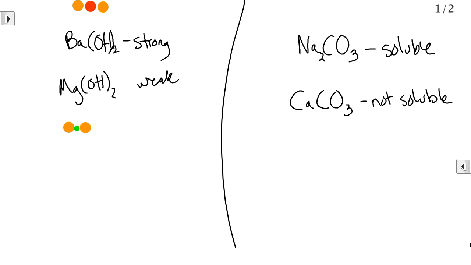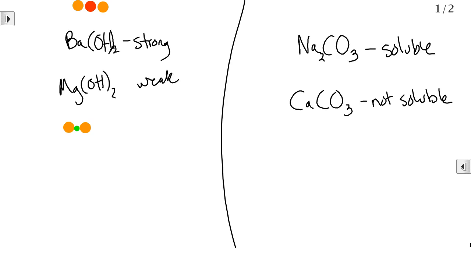Okay? So, if the lattice energy of magnesium hydroxide is greater than barium hydroxide, Jonathan, can you fill in why magnesium hydroxide wouldn't dissolve? Because the attraction is stronger, so yeah, here's the deal. The lattice energy in magnesium hydroxide is greater than the ion-dipole interactions between water and the magnesium hydroxide.